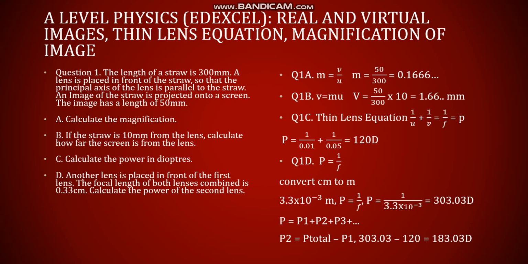And then we go on to use the power formula for lenses in series, which is given as the total power equal to P1 plus P2 plus P3 and so on. Because in this case there are only 2 lenses, we need to make P2 the subject of the formula, so P2 equals the total power minus the power of the first lens. The total power is 303.03. The power of the first lens is 120, so we do 303.03 minus 120. And the power for the second lens is 183.03 diopters.